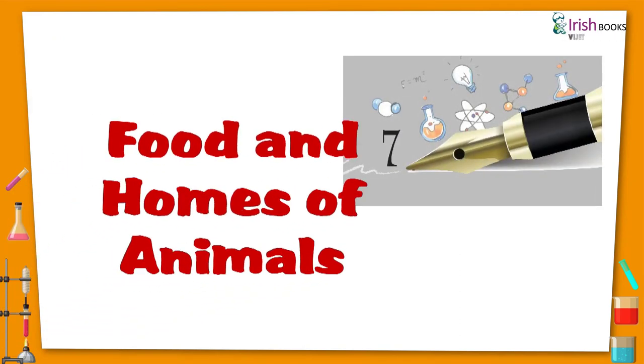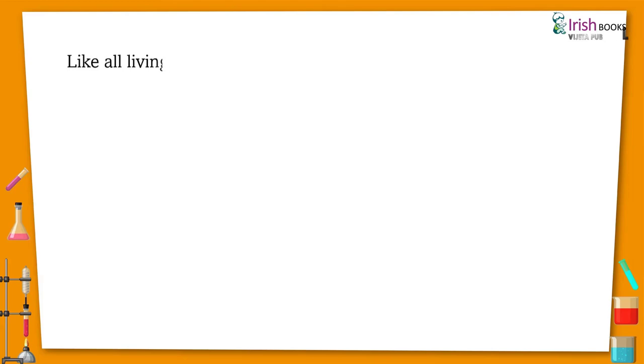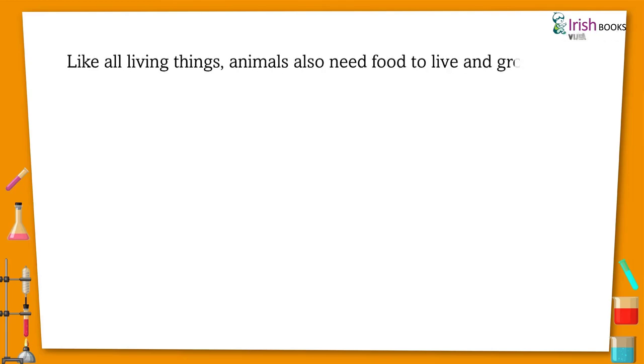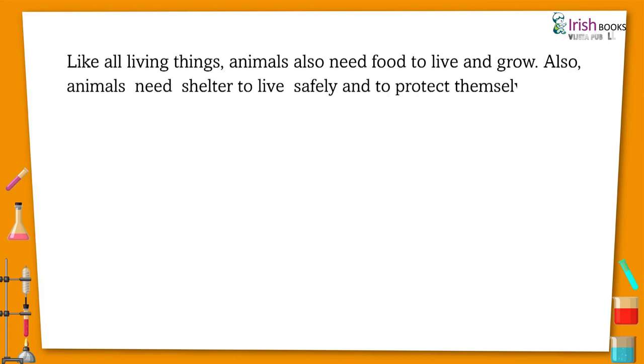Chapter 7. Food and homes of animals. Like all living things, animals also need food to live and grow. Also, animals need shelter to live safely and to protect themselves from dangers.